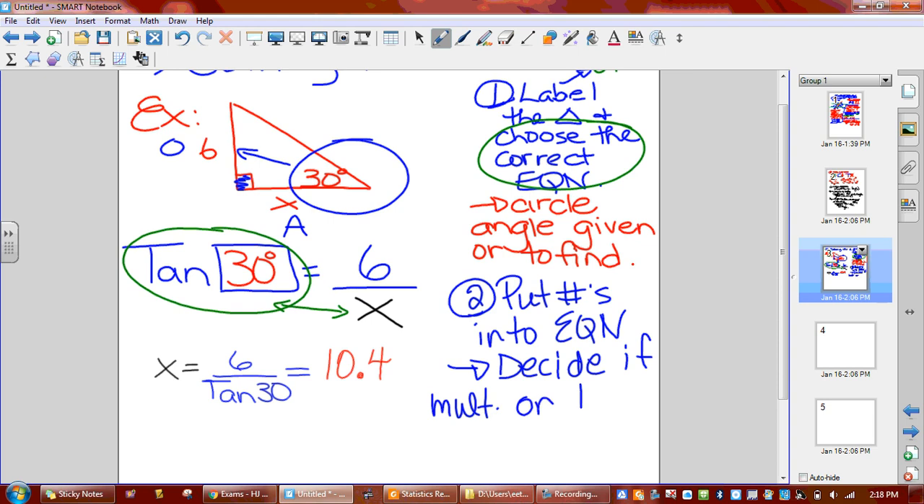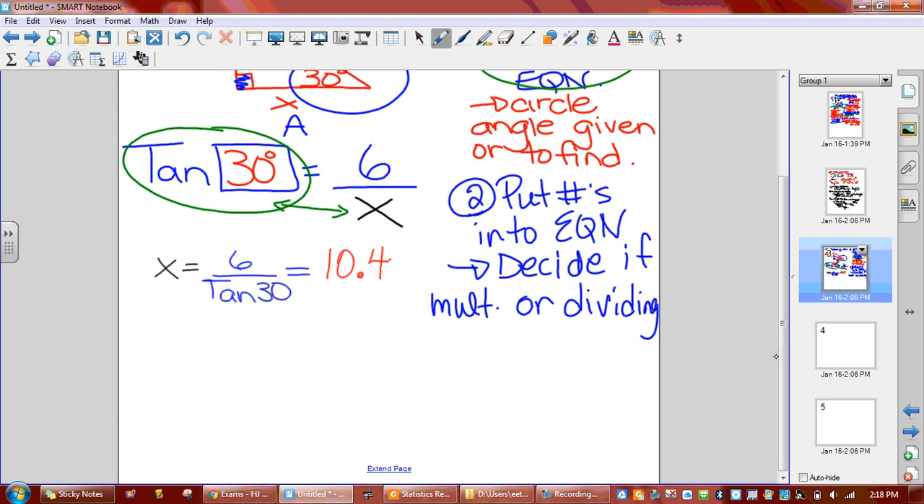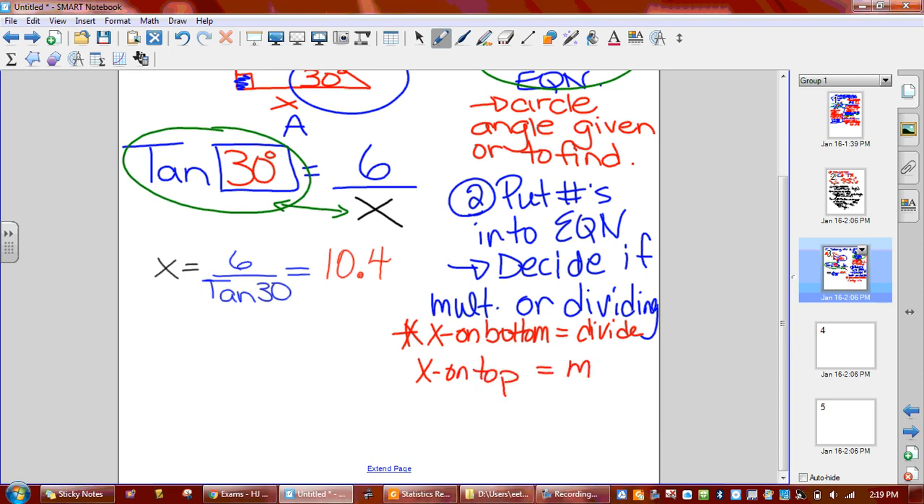Now again, the way you can tell if you're multiplying or dividing is if X is on top of the fraction or on the bottom of the fraction. So, little hint here: X on the bottom equals divide. X on top equals multiply. Okay, so those are little quick notes for us. We had an X on the bottom situation, so we switch places with tan 30, and we ended up dividing. We're going to do one more question, only this time we're going to do a multiplying question.